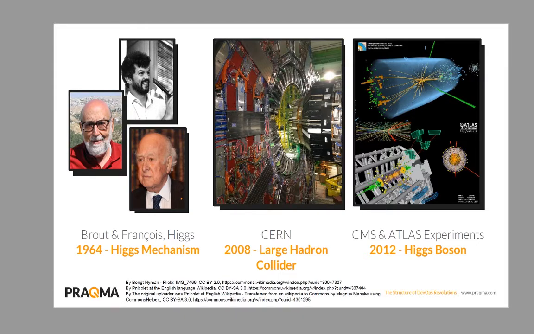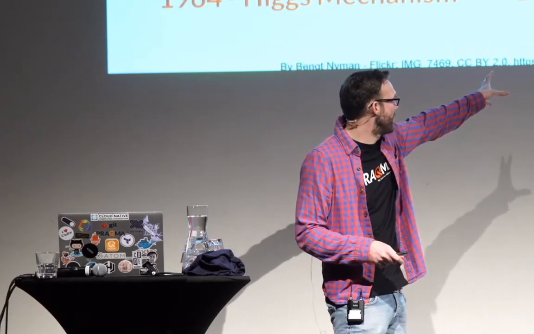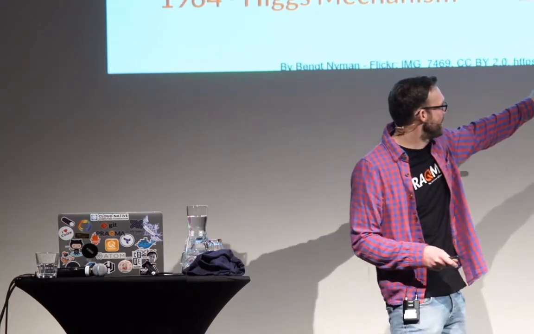The Higgs mechanism was first identified in 1964. It was postulated. People thought it's probably there because that would explain what we're seeing. But it was a long time later, half a century later, that we built a massive tool to go and find it and do lots of experiments and gather data before we could actually confirm the theory.